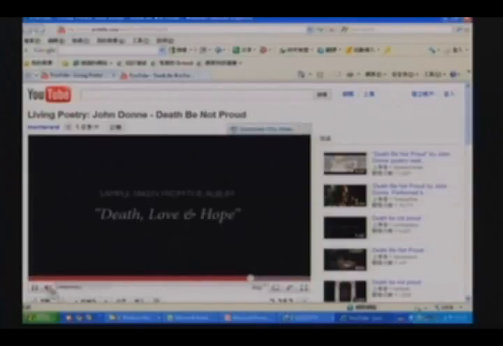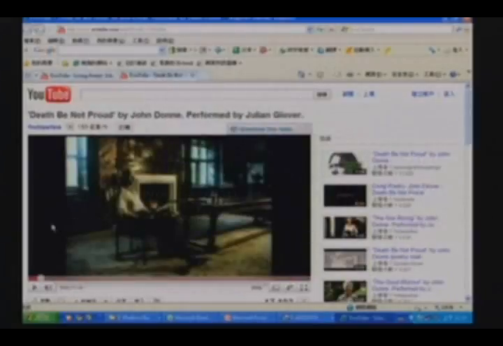We don't have... Yeah, this is just a sample, because I think Living Poetry is something for sale, so it only presents a sample. So let's listen to Julian Glover's reading, and also look at the poem itself.